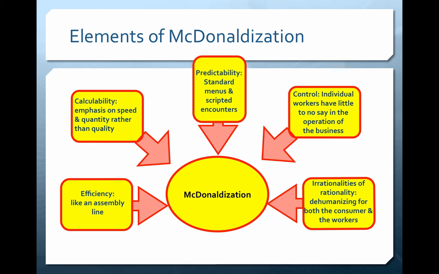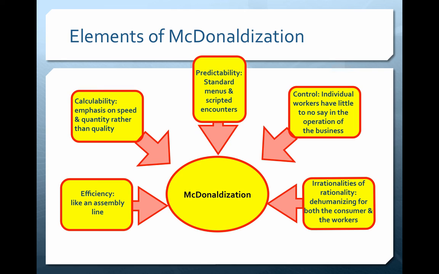Calculability was the emphasis that was put on speed and quantity rather than quality. So how fast can we do it? You see it in a lot of fast food places, Tim Hortons included, for example, where they'll have everybody on a clock. How long does it take to take the order and then deliver the product? That is part of the calculability, taking this standard of quantity and speed rather than quality.